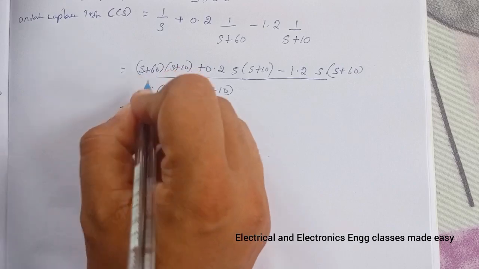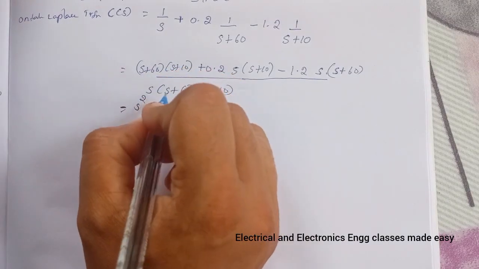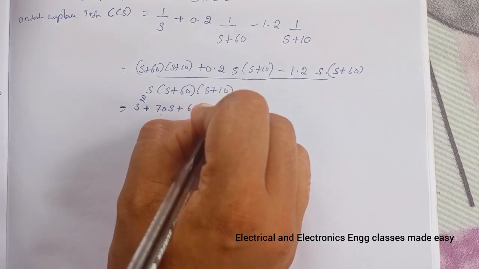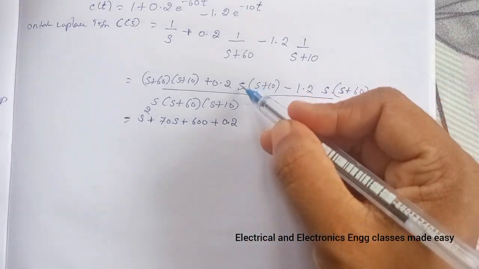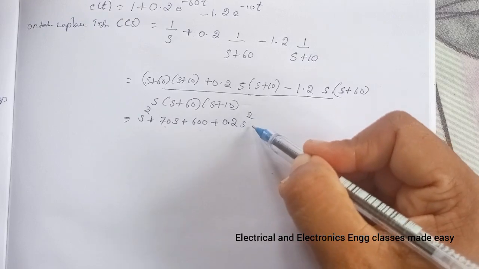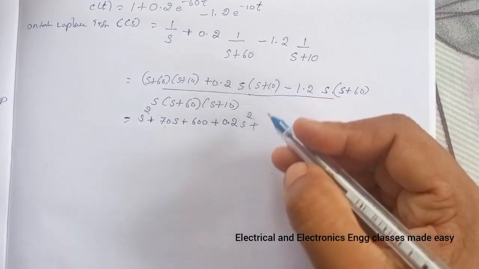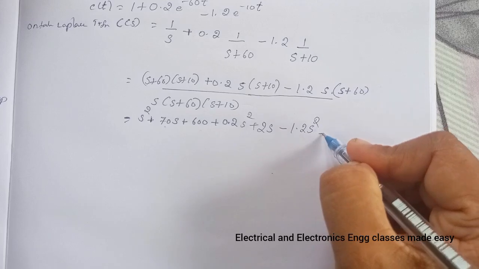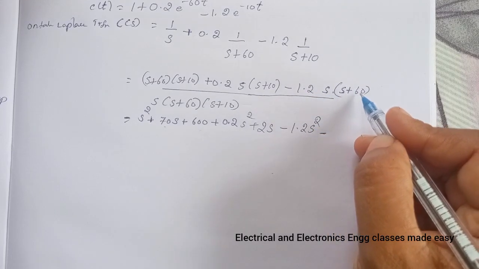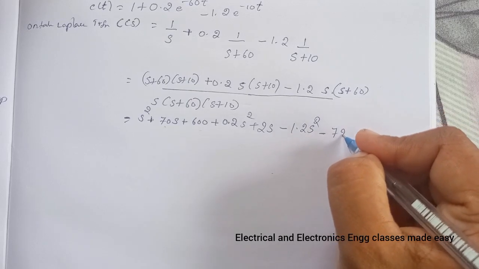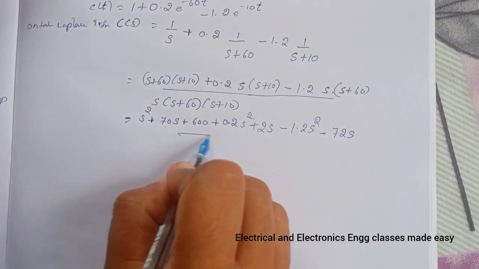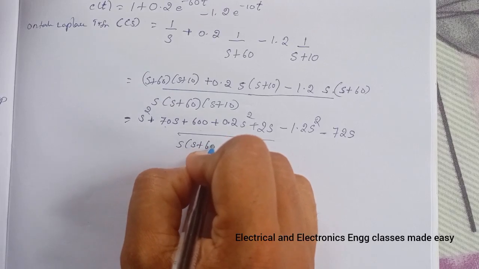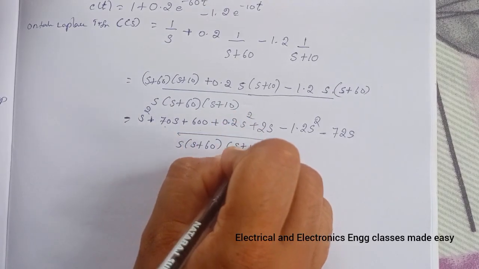Now here we can multiply. Here we get S square plus 70S plus 600, then plus 0.2 into S square plus 2S, then minus 1.2 S square minus 72S, divided by S into S plus 60 into S plus 10.